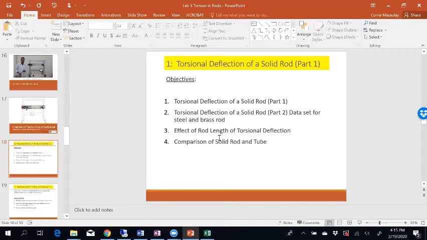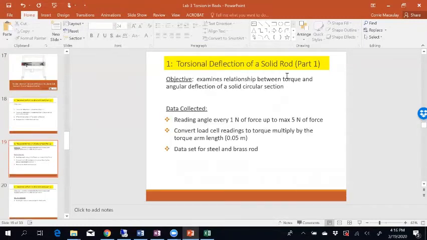But for your lab, you were only going to use 1 torque, or 1 force. Instead of incrementing the force for this second experiment, you're just going to use 1 force or 1 torque and just change your length. So you're going to look at what the changes of length actually do to angular deflection, just 1 torque. And then the last one was to compare a solid rod and a tube rod.